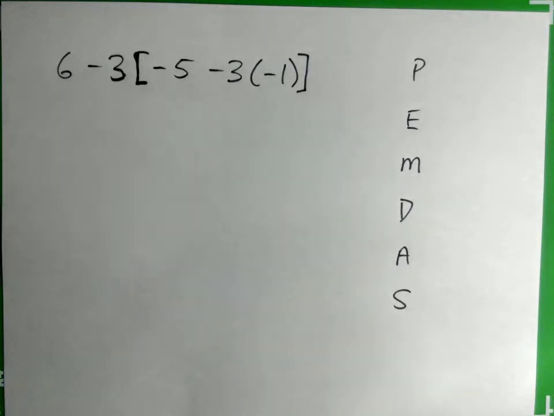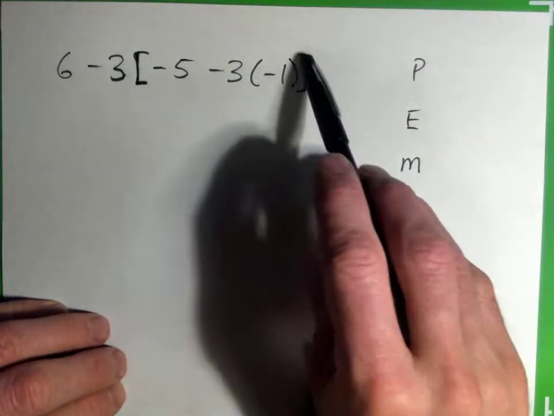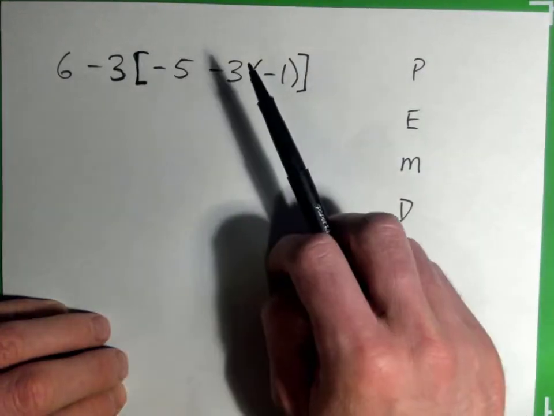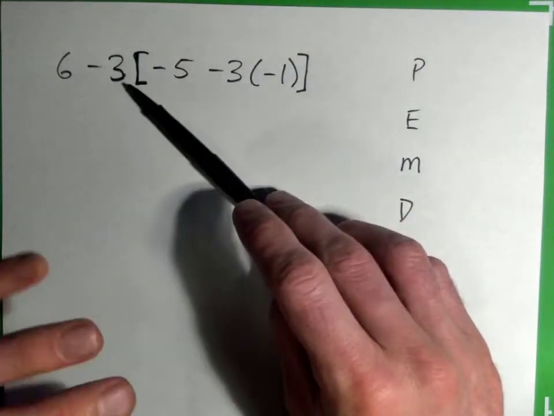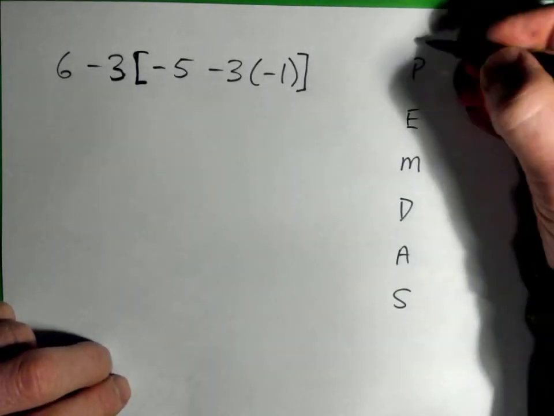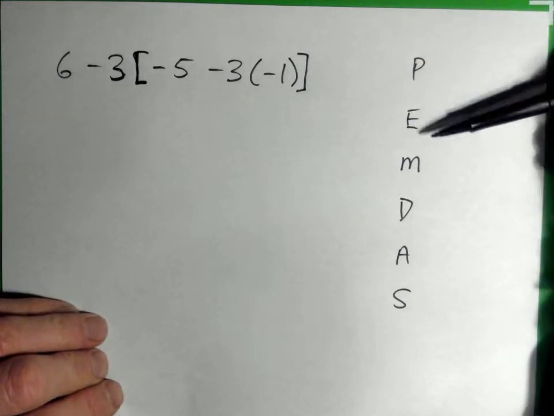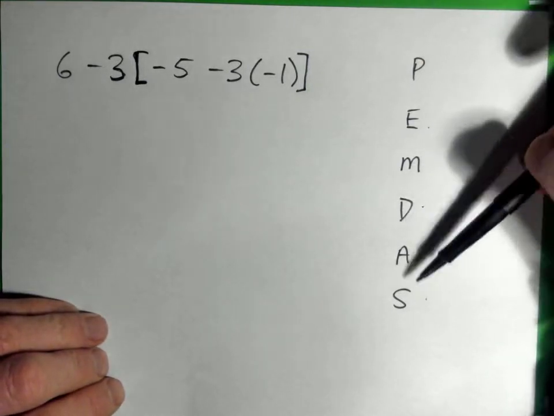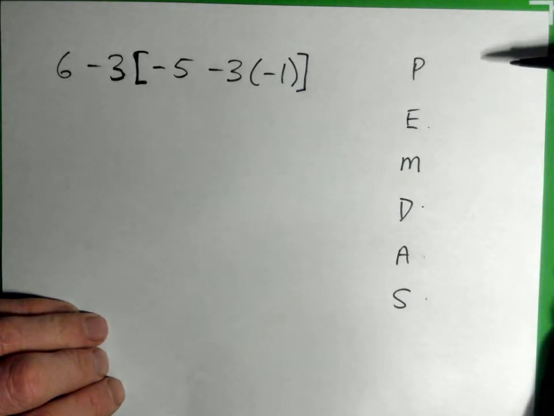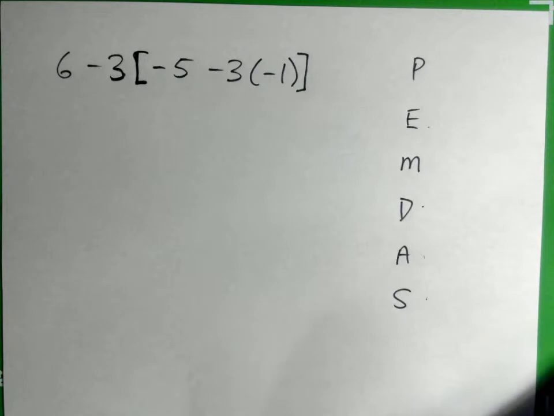Alright, so we've got 6 minus 3, square bracket, negative 5 minus 3 times negative 1, close square bracket. Now, we've got to simplify this funny expression, and we need to think about the order of operations. We start with parentheses, then we do exponents, then we multiply or divide, then we add or subtract from left to right. Okay?